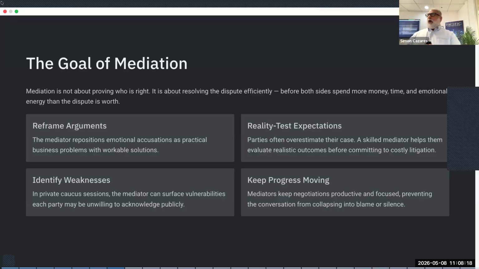And then obviously keep the progress moving, right? Mediators keep negotiations productive and focused, preventing the conversation from collapsing, right? The more we can speak, because once someone says, I'm mad, I'm not going to say anymore, then that's pretty much the end. We don't have a conclusion. But the more we can have people talk, the more they get exhausted and will want to just come to a resolution or a settlement. Okay. So think about it from that perspective. But why am I teaching this course? Okay.